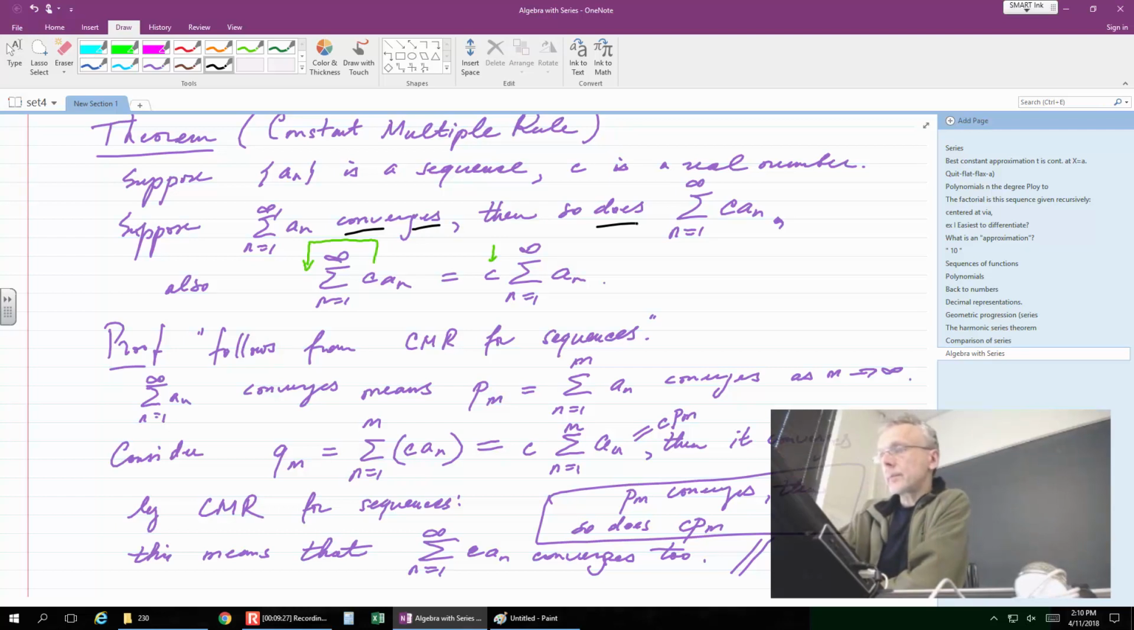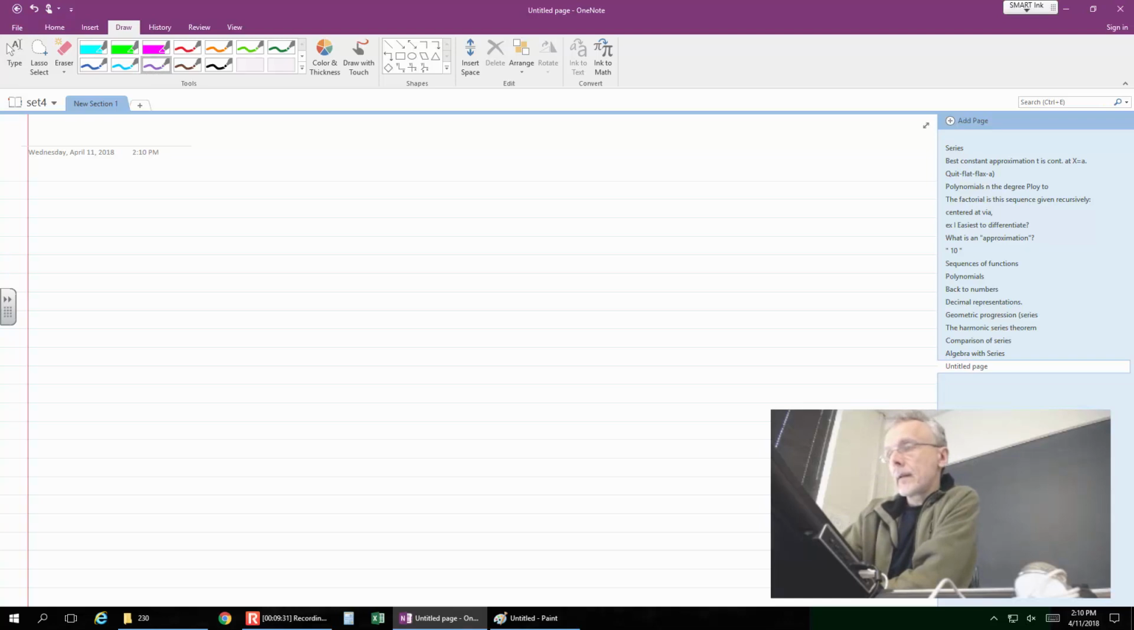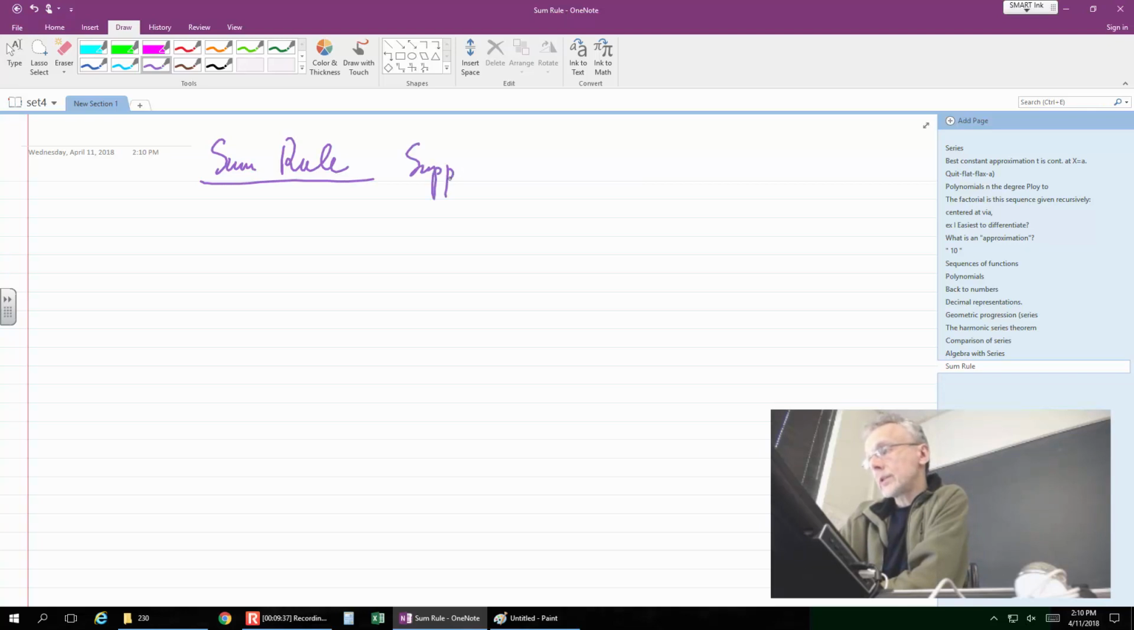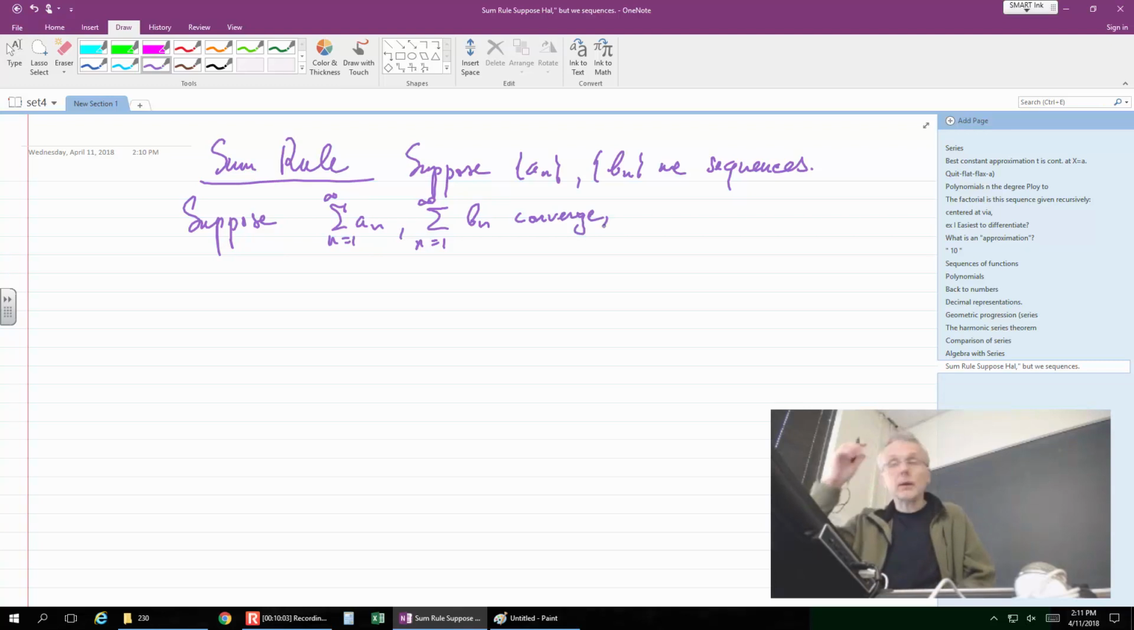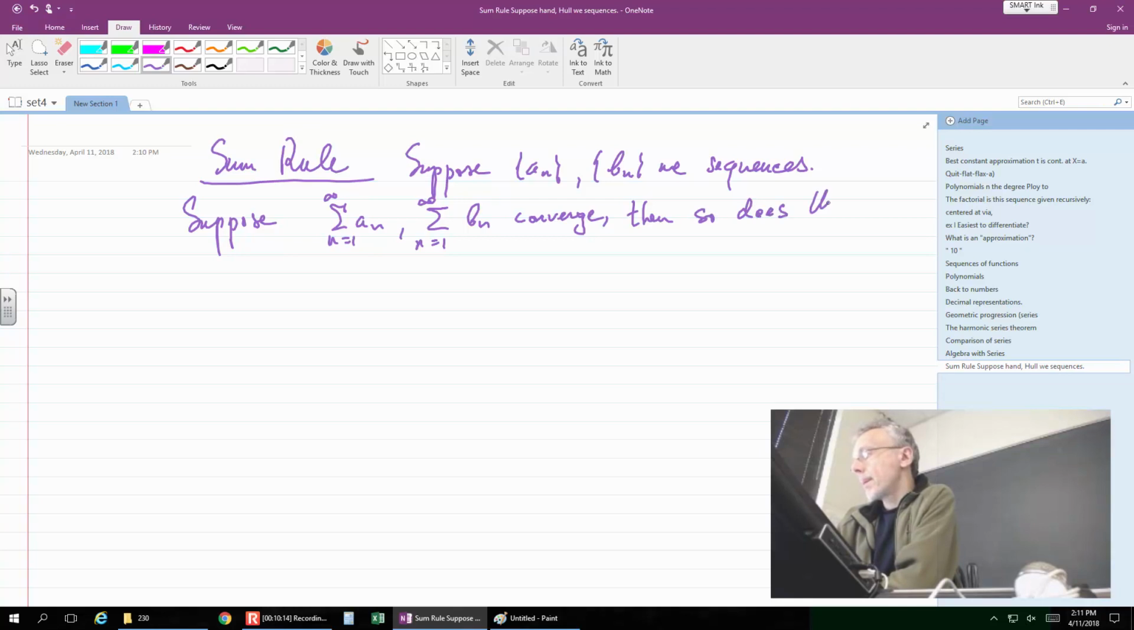The sum rule for series. So once again, we have two sequences, An and Bn. Okay, and then we assume, that's the caveat, suppose sum An and sum Bn converge. Okay, that's the condition of the theorem, and then we say then so does the sum made of the new sequence, sum An plus Bn.